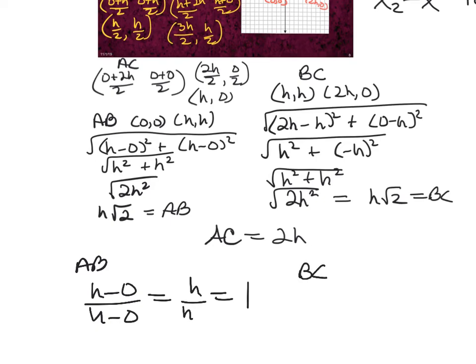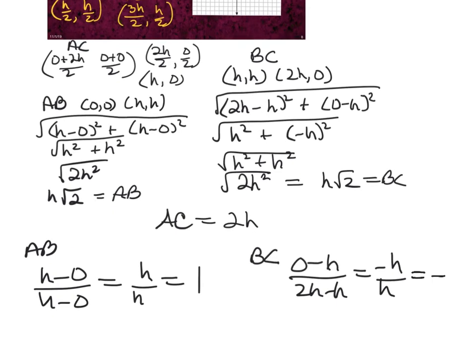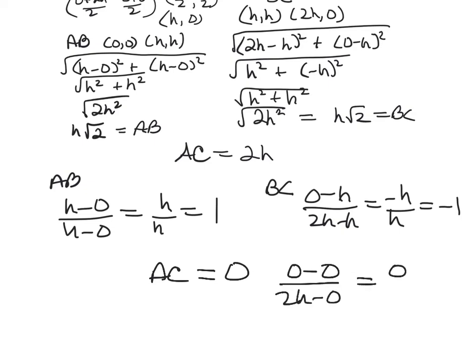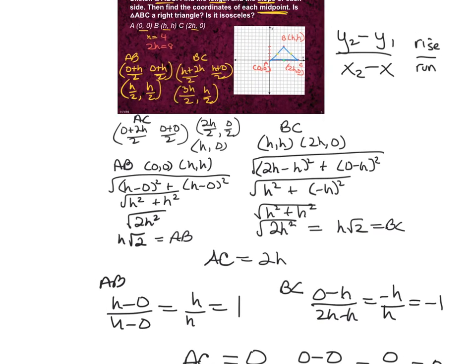The slope of BC is going to be 0 minus h over 2h minus h. So this will be negative h over h, which simplifies to negative 1. And then lastly, the slope of AC, that is just a horizontal line. It's going to be 0, but we could also show the formula. 0 over 2h, and it did simplify to 0.